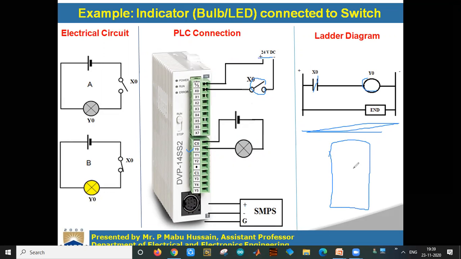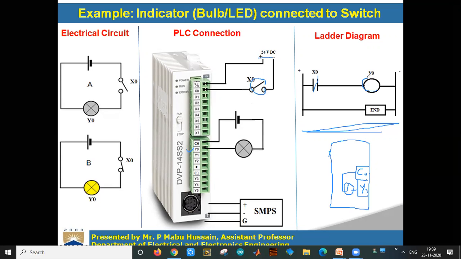PLC output point. So here also you have C0, Y0, Y1 like this. Okay, so these are the output terminals. Inside this PLC, the terminals will be like this. These terminals will be closed or open depending upon our program.